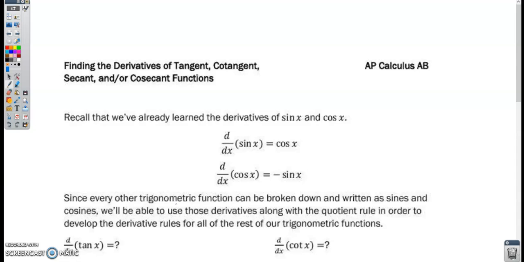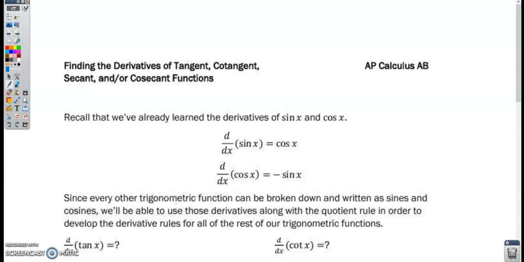Alright, welcome back everybody. In this video we are going to be talking about information from section 10 of Unit 2 of AP Calculus, finding the derivatives of tangent, cotangent, secant, and cosecant functions. Okay, and we're going to start off by developing the rules for the derivatives of these four functions.